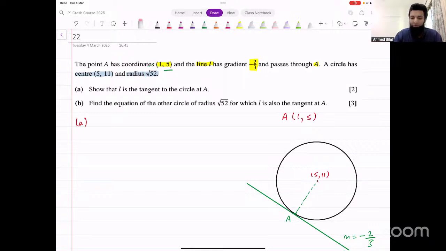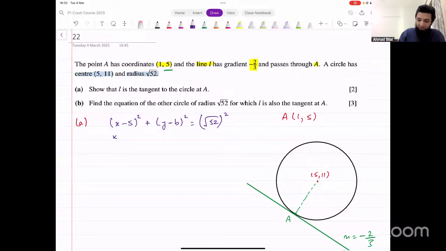Another way to think about this could be, you could write down the equation of the circle. What's the equation of the circle going to be? X minus a whole squared plus y minus b whole squared equals radius squared, which is square root of 52 whole squared. Equation of the circle would look like this. A is 5, B is 11. So this is the equation of the circle. X minus 5 whole squared plus y minus 11 whole squared equals 52. That's the equation of the circle.